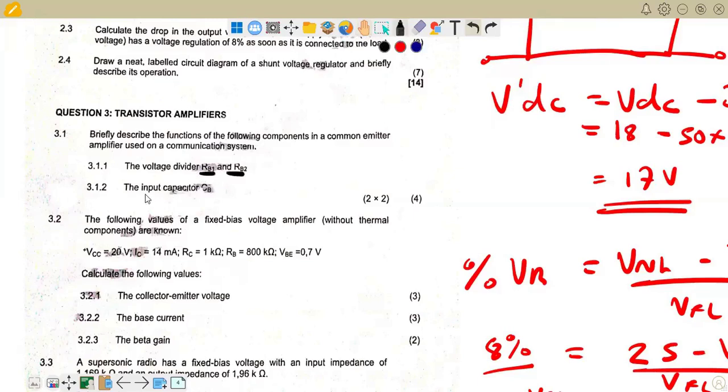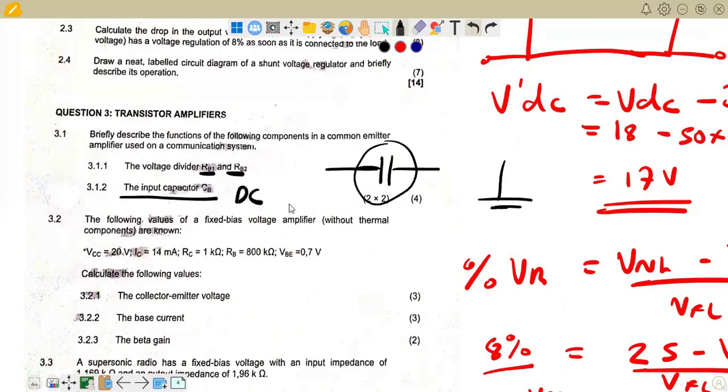Then number 2, the input capacitor CB. This one is connected in series on our common emitter amplifier circuit. If you look closely at the circuit, it's connected in series. It takes us back to the same understanding we gathered earlier, when we had a capacitor connected in parallel and we said it was blocking AC to allow DC to pass. Now when it's connected in series, it is a high pass filter, which means it is blocking DC to allow AC to pass. That's what it is doing. So now it's acting like a high pass filter circuit.